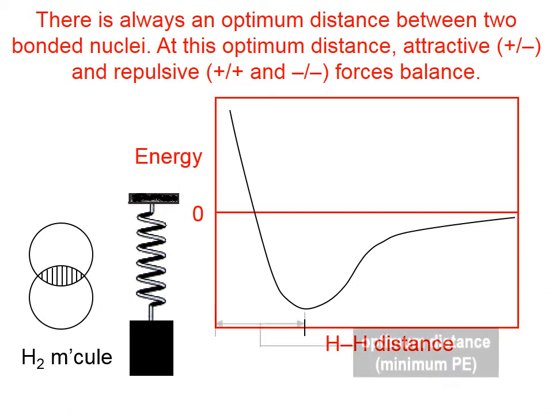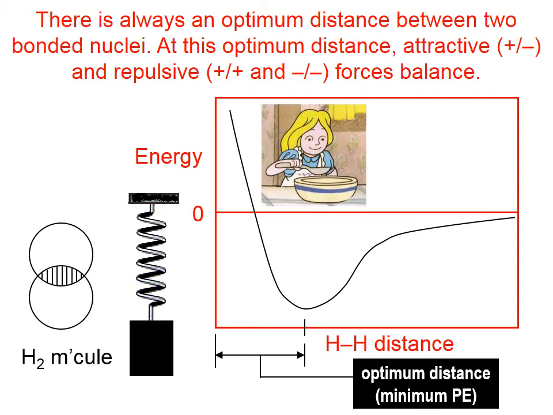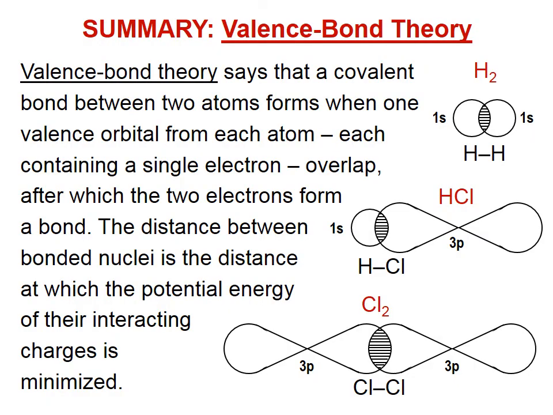And that optimum distance is where the minimum potential energy exists in the system. You might call it the Goldilocks distance. Too close, no good. Too far away, no good. Something in between where the potential energy is minimized, just right. Let's summarize valence bond theory.